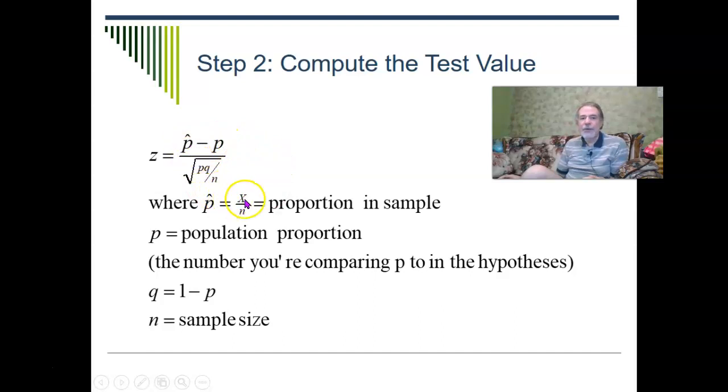The p hat in the formula is the proportion of the sample. So that would be how many purple beads you have in the sample divided by how many beads you have in all in your sample. The p is the number you're comparing p to in the hypotheses, and the q here in this formula is 1 minus whatever that number is for p. So if p is 0.10, q would be 1 minus that, which would turn out to be 0.90. And of course, the n in the formula is the sample size.